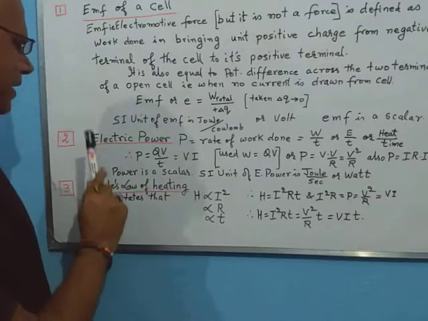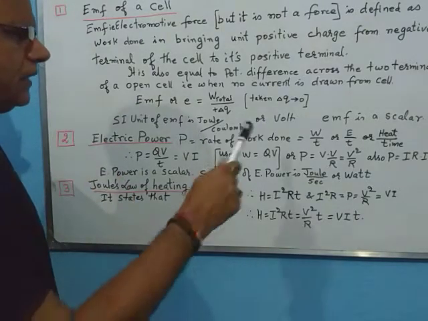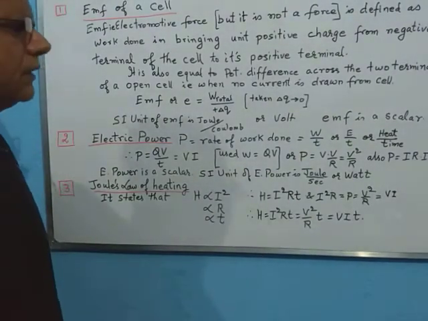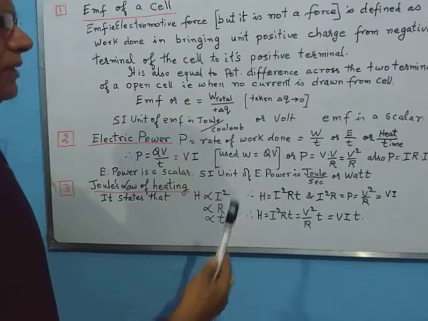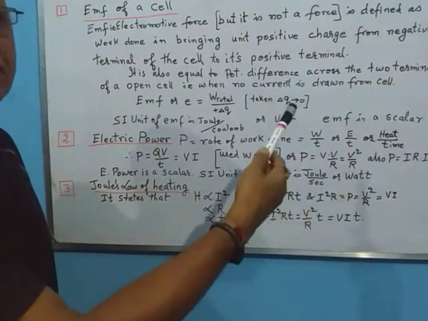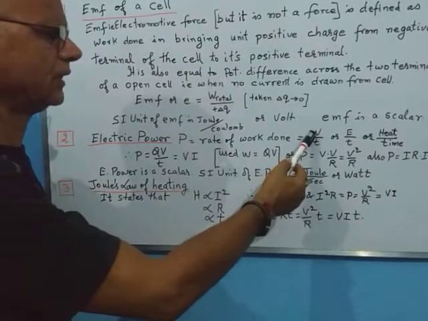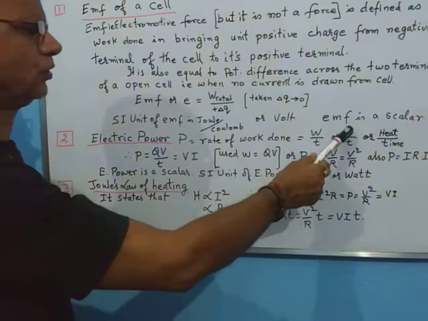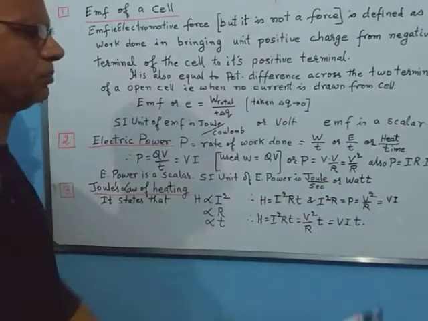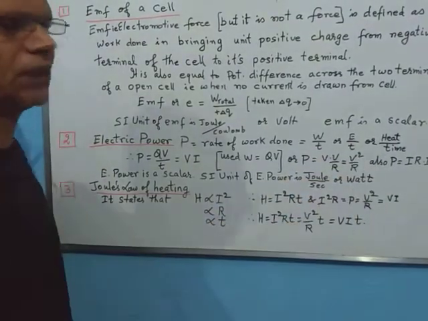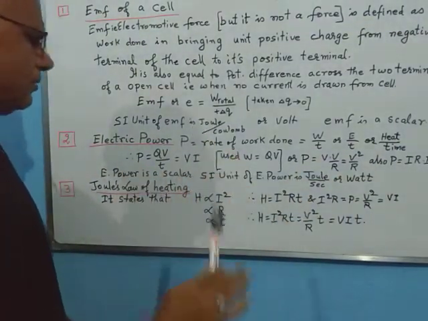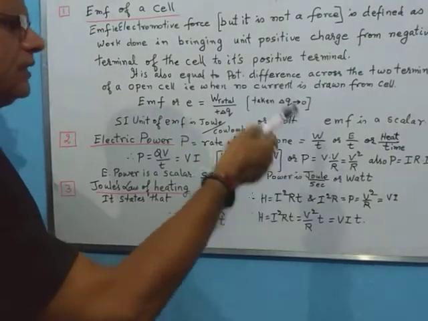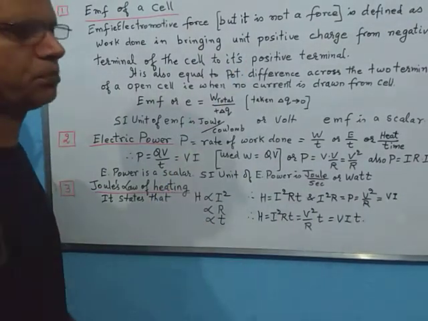Next is electric power. We define electric power as the rate of work done, and since work done and energy are equivalent, heat may be another form of energy. From the work energy theorem we know that work and energy are equivalent terms. So we also write work done by time, or total energy delivered by time, or total heat produced by total time taken. All are equal to the power, that is the rate of work done, rate of energy supplied, rate of energy consumed, rate of heat produced.